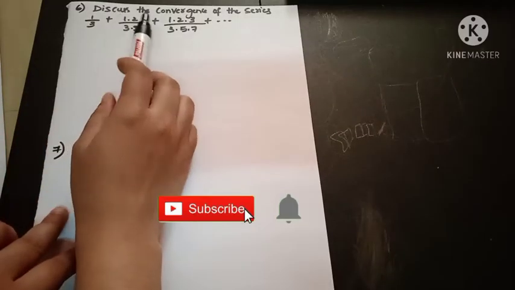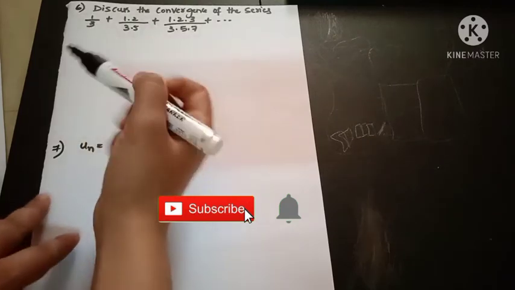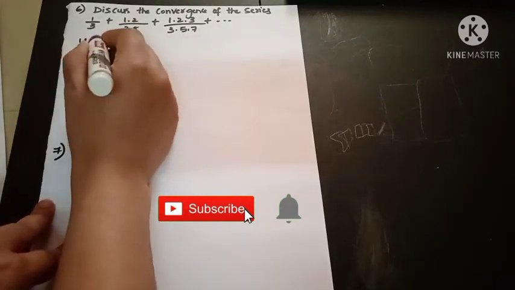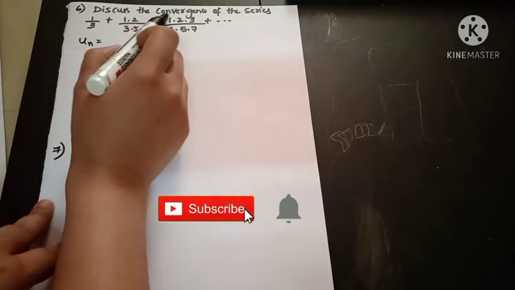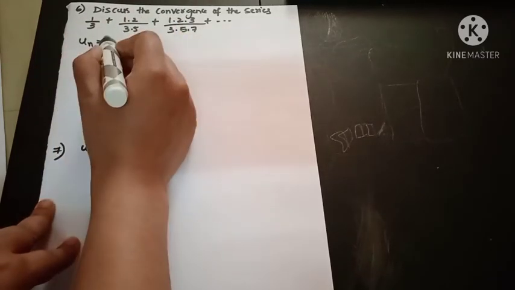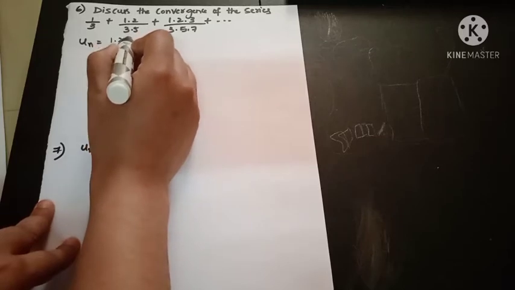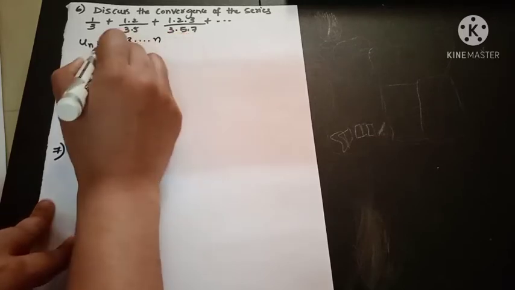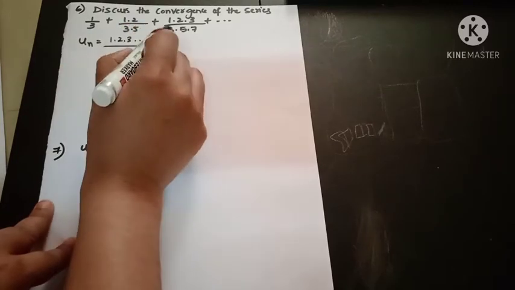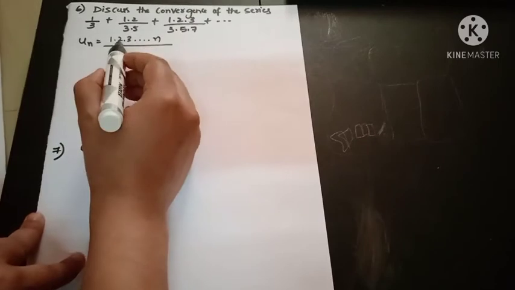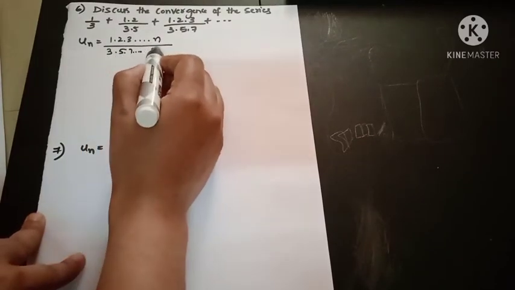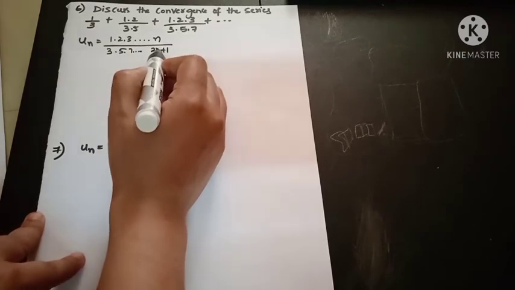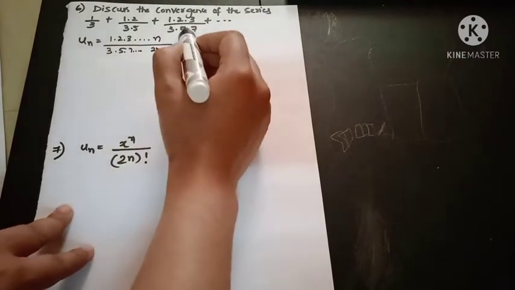Sixth problem is, discuss the convergence of this series. Here the nth term will be, the pattern of the numerator is 1 into 2, 1 into 2 into 3. So the numerator will be 1 into 2 into 3 into n, divided by 3 into 5 into 7. So this is an odd term. So 3 into 5 into 7, up to 2n plus 1. The odd value is 2n plus 1.